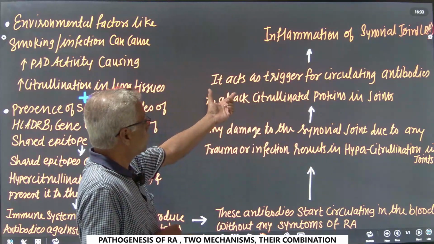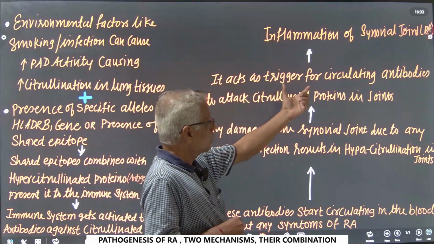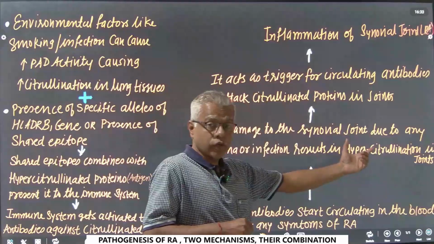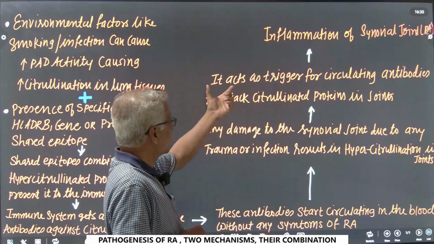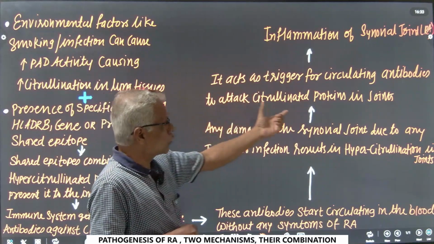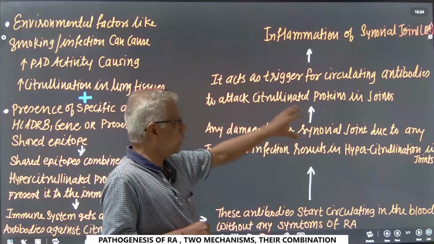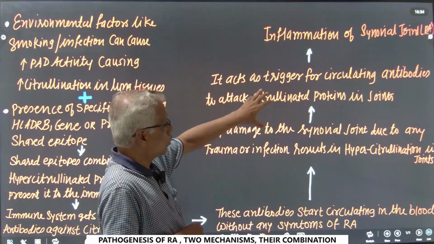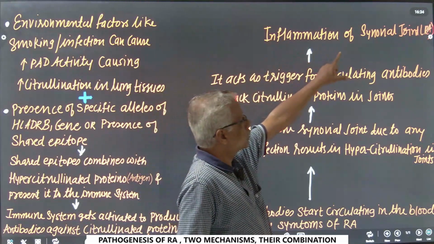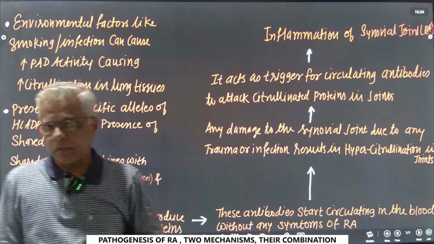So this trauma or infection of the joint acts as a trigger for the circulating antibodies. Why? Because trauma and infection cause hypercitrullination in the joint. So it acts as a trigger for the circulating antibodies to attack the citrullinated proteins in the joint. Now these citrullinated proteins will get attacked by these antibodies because of the hypercitrullination mechanism, and that will lead to inflammation of the synovial joint, and we get rheumatoid arthritis.